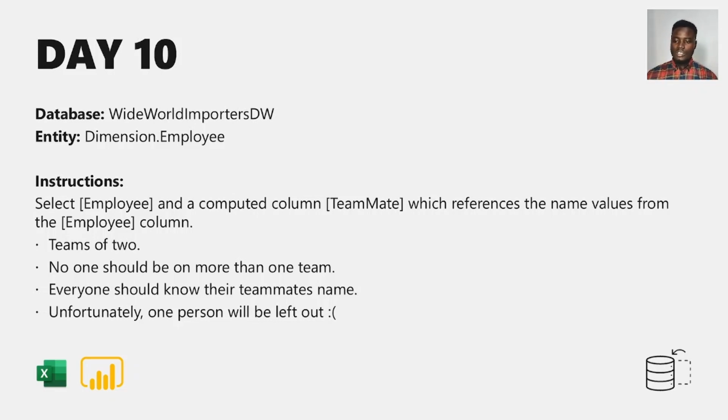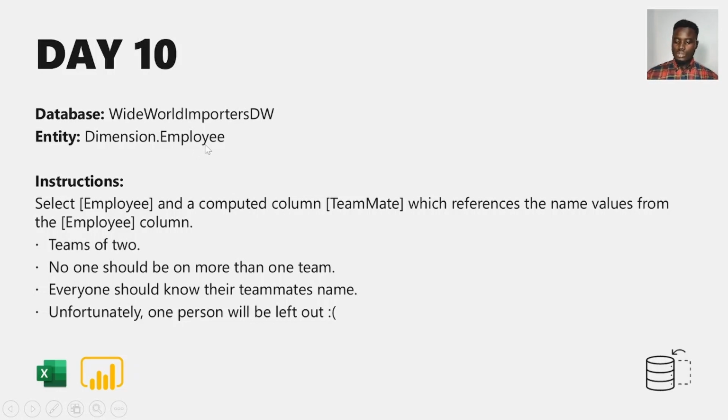For today's challenge, we are to select the employee column and a computed column, teammate, which references the name values from the employee column. The instruction says to create a team of two. No one should be on more than one team. Everyone should know their teammate's name. And unfortunately, one person will be left out. Oh, that's unfortunate. We'll be using the Wide World Importers database and the employee table.